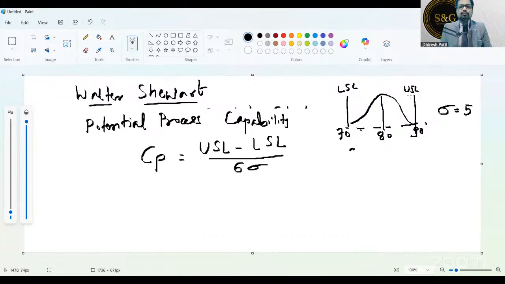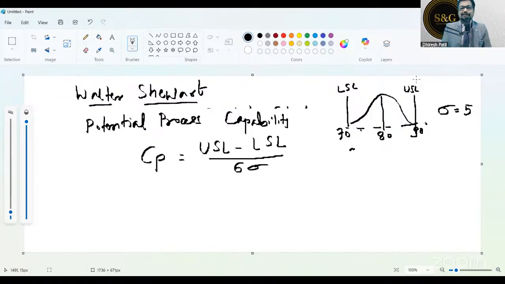Just type in the chat box the number of Cp. I've given you the formula, I've given you the numbers. The same cup of tea example. Temperature of tea: 90 is USL, 70 is LSL. And we have taken 30 data points. We all know that the minimum data points we should take is 30 to get any kind of statistical calculation.